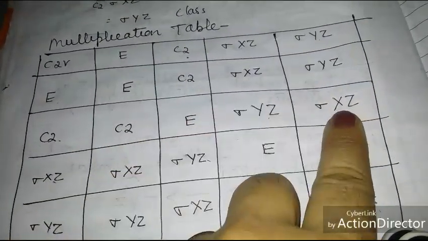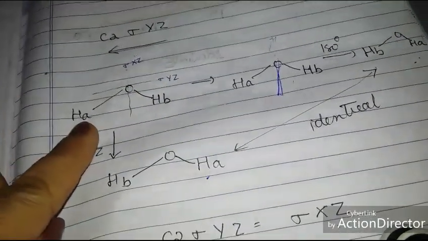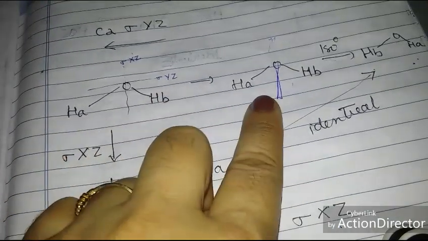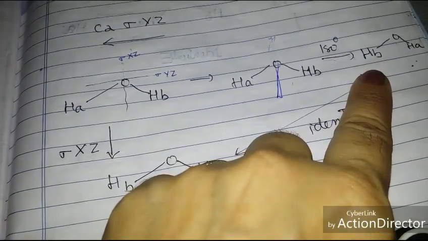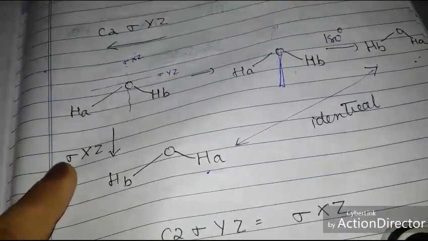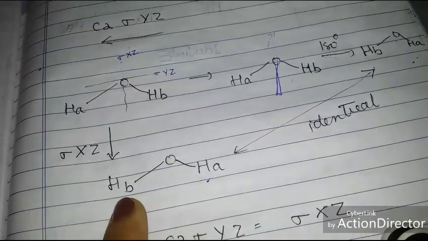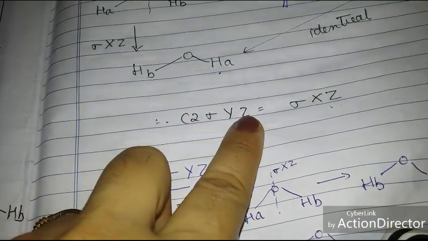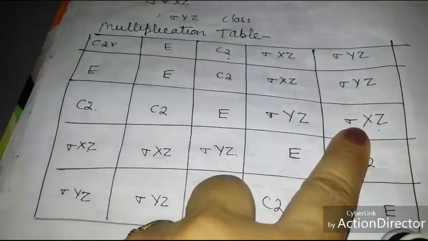Now C2 sigma yz will give you sigma xz. That is this. This is the direction of operation. HA O HB, sigma yz plane, you are getting the same molecule back. Then C2 rotation you will be applying, you will get HB O HA. To the same molecule, if you give sigma xz plane, this will flip. It will give you HB O HA. Now these two, they are identical. So C2 sigma yz is nothing but sigma xz.